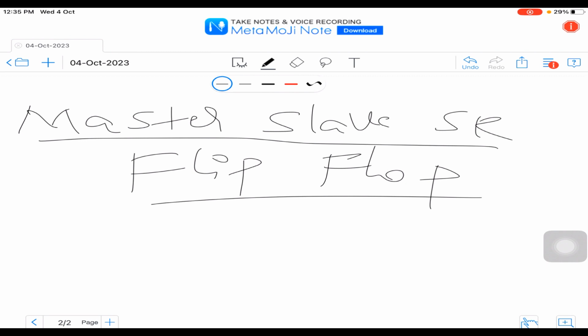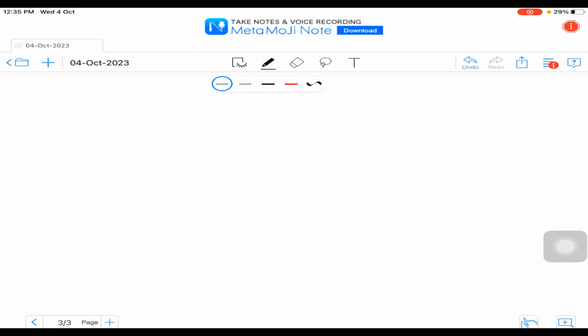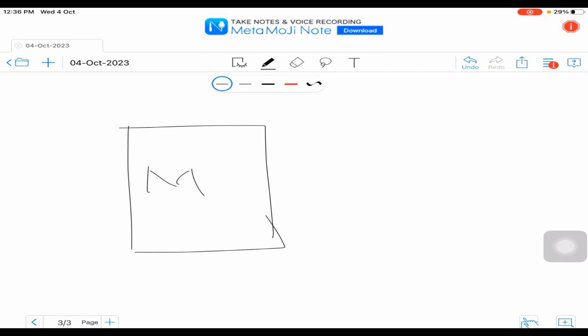Let us understand about master slave SR flip flop. Let us see how the master slave SR flip flop looks with the help of a circuit diagram. So this entire unit is considered as master and the other unit is considered as slave.